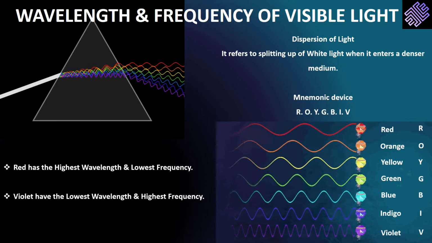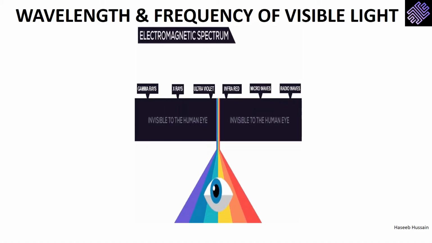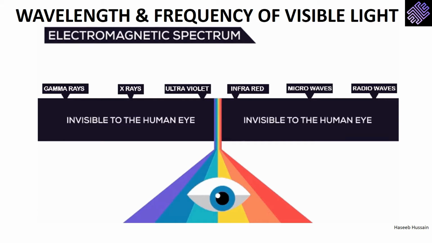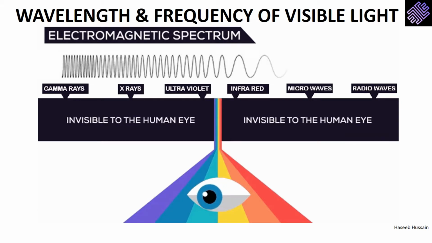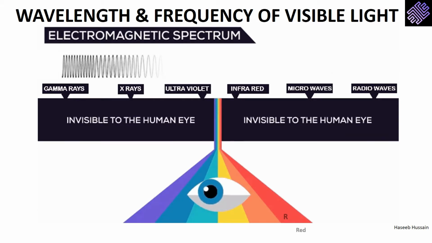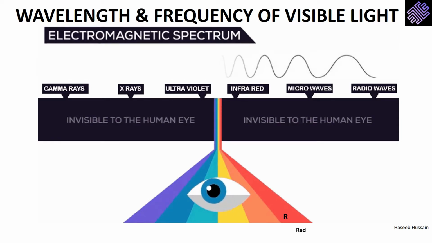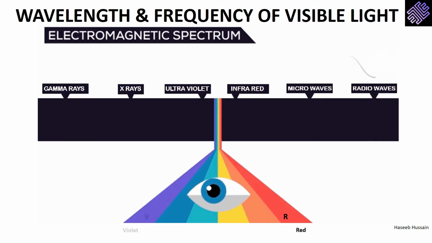wavelength and highest frequency. So when we place visible light in the electromagnetic spectrum, we need to be careful with ROY G. BIV. Red color has the largest wavelength, so it is closer to the radio waves, while violet has the least wavelength in the visible spectrum, so it is closer to gamma rays.